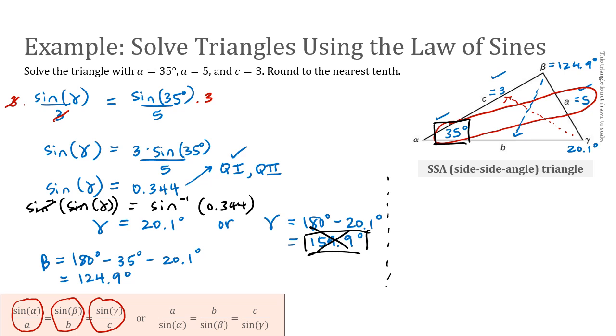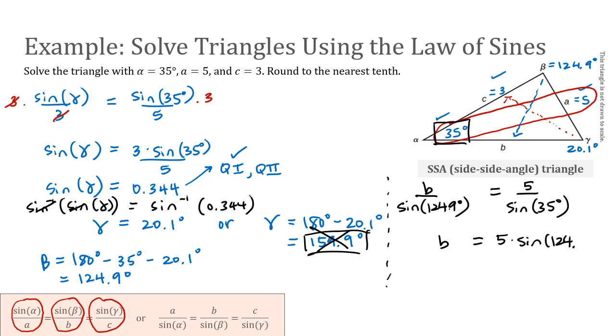So I'm going to say that side B over the sine of the angle across from it is equal to, and I'm going to use my anchor. I always like to use what was given. So in this case, that would be 5 over the sine of 35 degrees. Now, to get b by itself, I'm going to multiply both sides by the sine of 124.9 degrees, and that's going to get me 5 times the sine of 124.9 degrees all over the sine of 35 degrees.